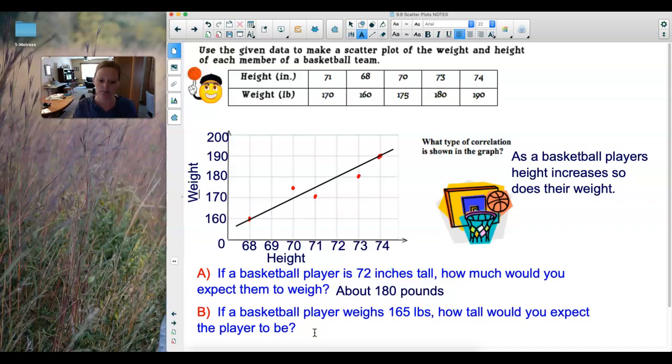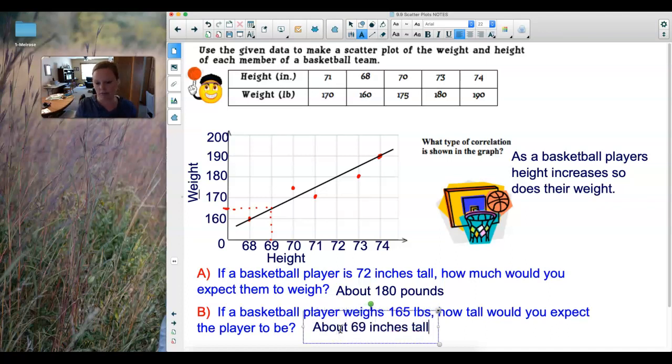The second question, if a basketball player weighs 165 pounds, how tall would you expect that player to be? So instead, I'm going to go over to the weight side, and 165 would be about right in here. And I follow that over to the graph, and we want to know about how tall would you expect them to be. I follow it down to the height, and I would say that that person is about 69 inches tall.